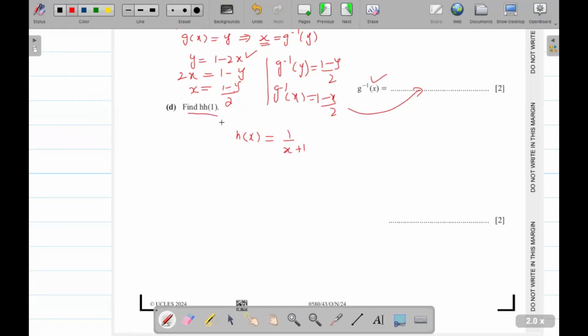Part D, find h of 1. H of x here is 1 over x plus 1. Then h of 1 will be equal to 1 over 1 plus 1. This will be equal to 1 over 2.